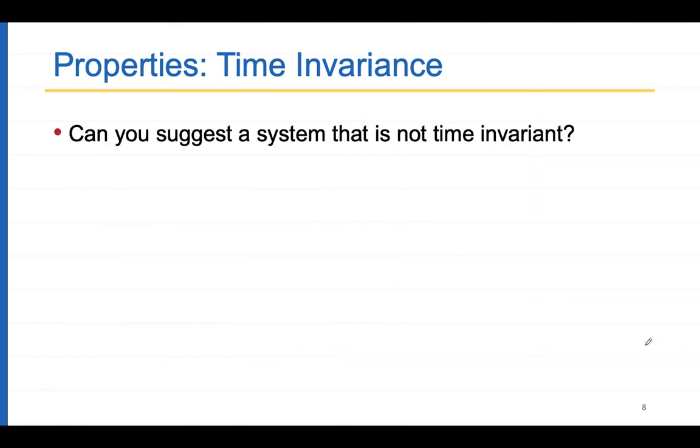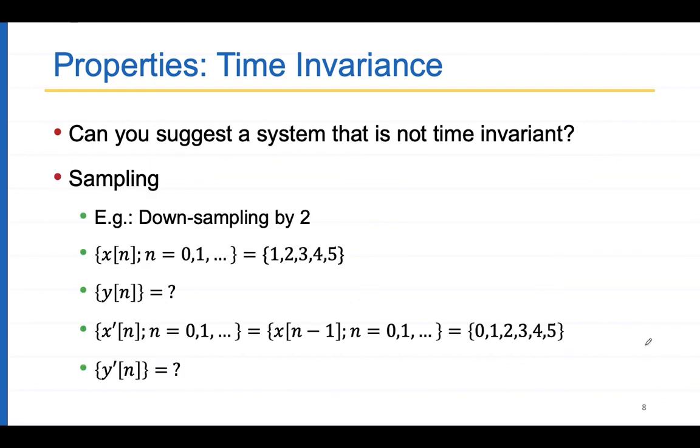Okay. Can you suggest a system that is not time invariant? Sampling. Okay, let's see how sampling works. Let's say this is my input sequence, which is 1, 2, 3, 4, 5. And if I downsample it by 2, what will be the output? The output will be, let's say we start from the 0th entry, 1. I skip or drop this, and I get 3. Then I drop this, I get 5. Right? This is simply downsampling.